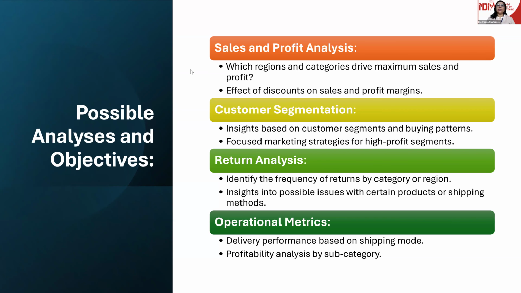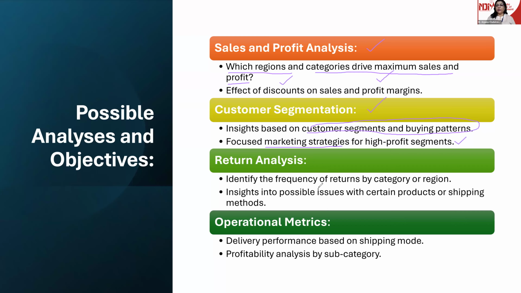All of you, I request you, you can do either sales and profit analysis. When you are doing sales and profit analysis, what you have to study: which region, which category drives maximum sales and profit? What is the effect of discount on maximum sales? What is the profit margin which is being offered? Then you can also do customer segmentation. Based on customer segmentation, what is the buying pattern of a customer? Which customer is buying which kind of product? What and how frequently are the customers buying? From which region are the customers buying the product? So what should be the marketing strategy so that you can generate high profit for the company?